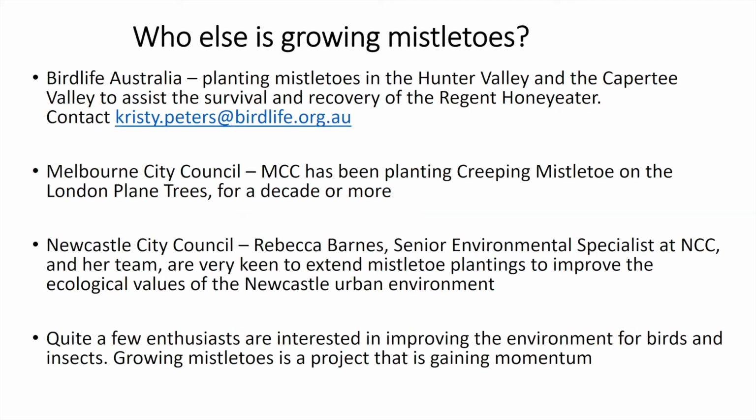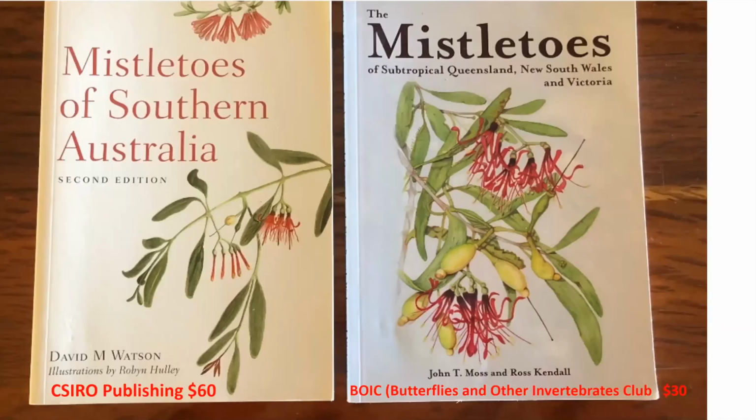So if you want to grow mistletoes, what are the reference books? There are 2 books out there. These are them. The one on the right, you've got to contact the Butterflies and Other Invertebrates Club. It's a really good book, very good for identification. The one on the left by David Watson has a lot more information, but they're both just as good for identification. I love both books. I've got both books, whatever one suits you. But you should get one, and you should start growing mistletoes. So that's it, everyone.